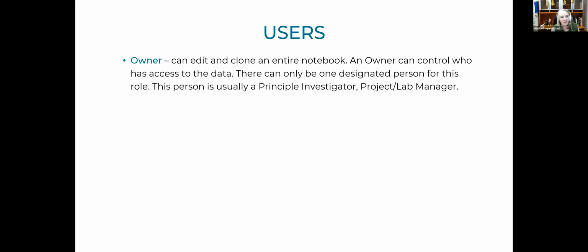Gotcha, thanks. So again, let's talk a little bit about users and what those titles mean. Owners can edit and clone an entire notebook, which means if it's perfect this time and you've got a new grant project that's going to run similarly, you can clone the whole thing and give it a new name and you're good to go. An owner controls who has access to all the data in Lab Archives. There can only be one designated person for this role, which I know is frustrating when you have multiple PIs. But that person is usually the PI or the project or lab manager. We ask that it is always the PI if at all possible.